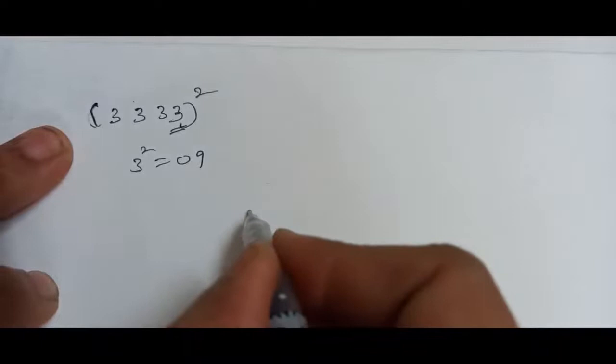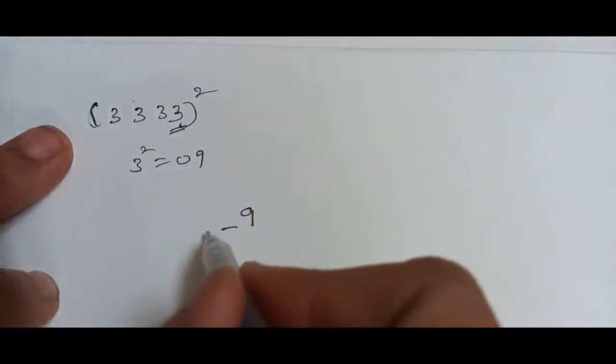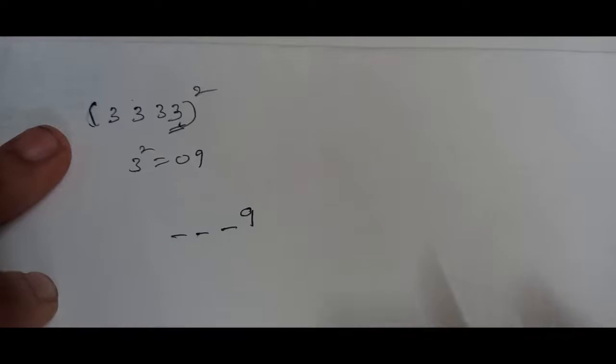Let's see 3333 square, okay? What is the last digit? 3. 3 square is equal to 09. Then write 9 here. This is a 4 digit number, so leave 3 spaces here. How many spaces? 3 spaces.